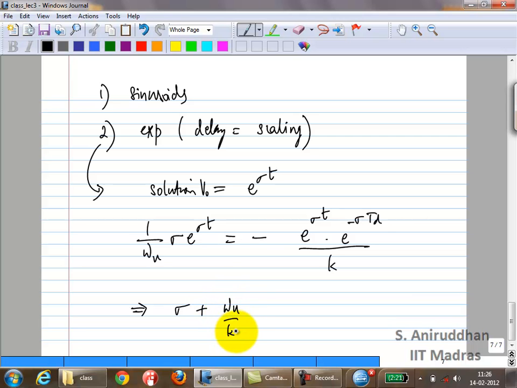So we'll just rewrite this. So obviously e power sigma t can never be 0, so you can get rid of that unless sigma is minus infinity. So this gives you sigma plus omega u over k e power minus sigma td is 0. Now obviously this thing is much more difficult to solve because this is a nonlinear, transcendental kind of equation. So it's much more difficult to solve.